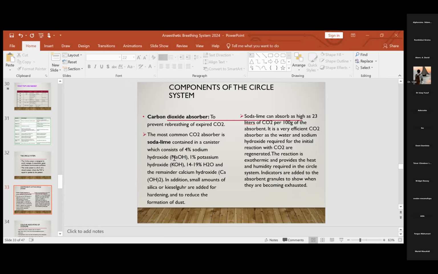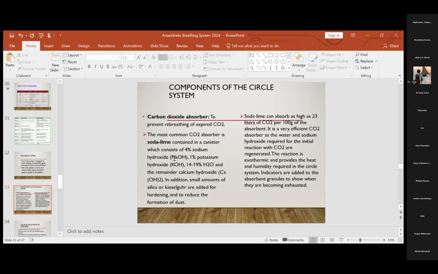The beauty of soda lime, with the greatest component being calcium hydroxide, is its ability to absorb as much as 23 liters of carbon dioxide per 100 grams of the absorbent. This is very high, all right? So you can imagine if you have 1 kg of the absorbent in your canister, how many liters of carbon dioxide can be absorbed. All right, it is a very efficient carbon dioxide absorber.